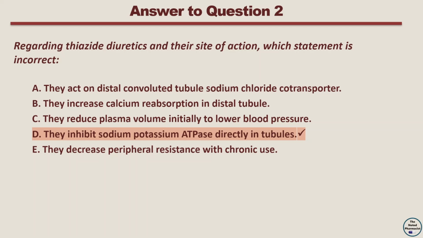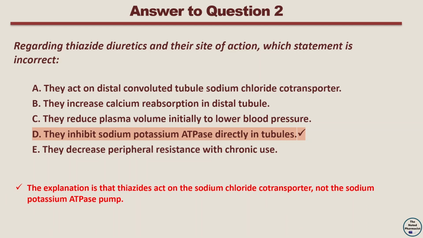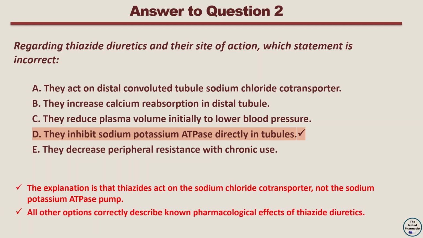The correct answer is option D. They inhibit sodium-potassium ATPase directly in tubules. The explanation is that thiazides act on the sodium chloride cotransporter, not the sodium-potassium ATPase pump. All other options correctly describe known pharmacological effects of thiazide diuretics.